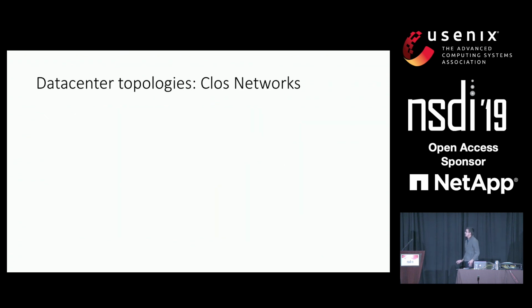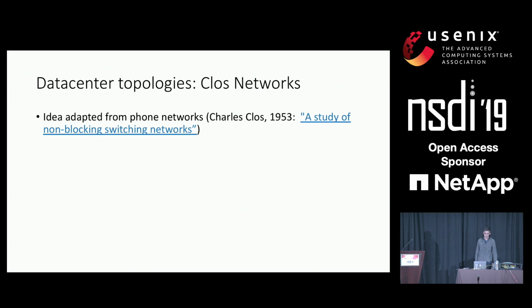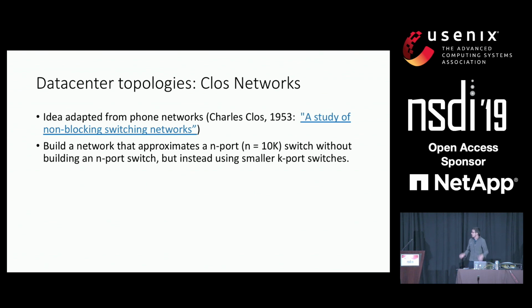So here's a one-slide overview of the topology. This borrows from an idea from the telephone networks called Clos networks. This is quite old at this point, where the idea was to build these large telephone exchanges out of smaller cross-point switches. And in the context of a network, the idea is to try and approximate a large port count switch using smaller port count switches that are available.